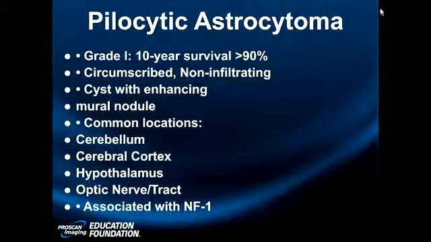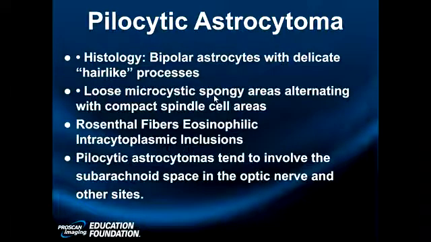Some people have said that size allows distinction. I've never found that to be helpful. The vascularity has been the most helpful finding for me. The common locations are cerebellum, cerebral cortex. Pilocytic tumors occur in the hypothalamus and the optic nerve and tracts especially. You see pilocytic astrocytomas in neurofibromatosis type 1, and those putter along at a very slow rate.